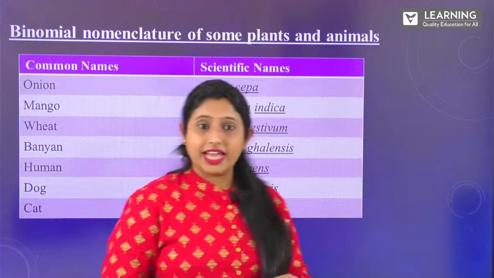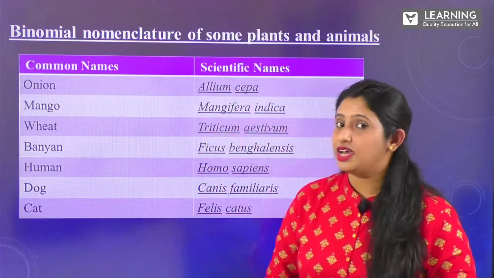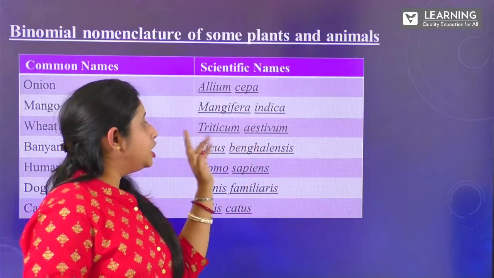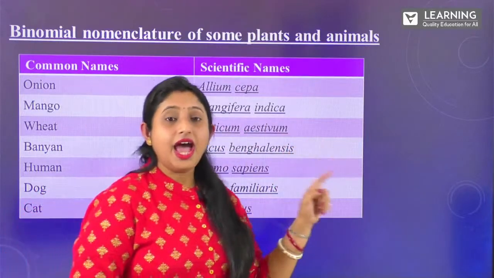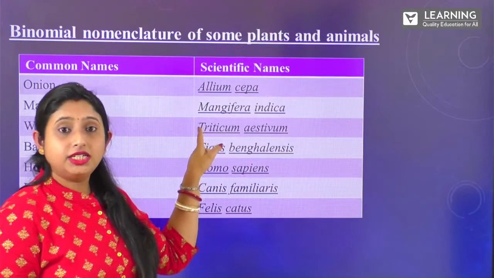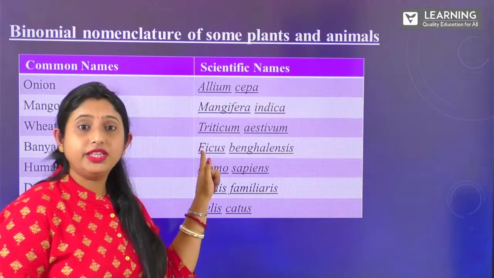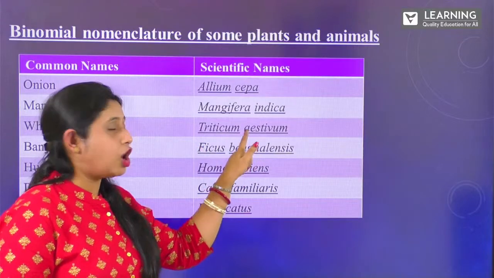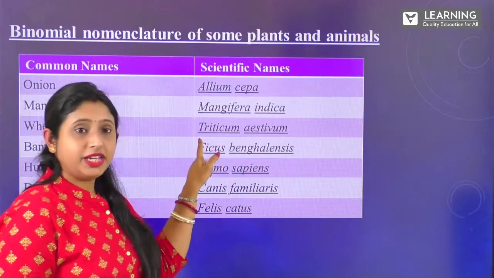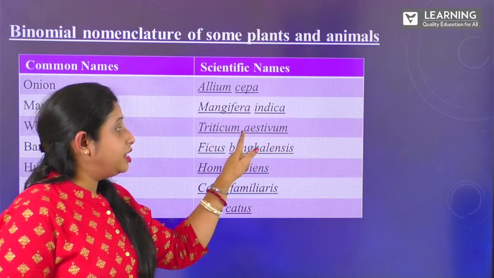Next, what is next? It is your wheat. What is the scientific name of wheat? The scientific name of wheat is Triticum aestivum. And always in the scientific name, the first one, that is the genus, always starts with a capital letter, and the species should always be a small letter. You can see here, right? So this should be capital and this should be small letter.